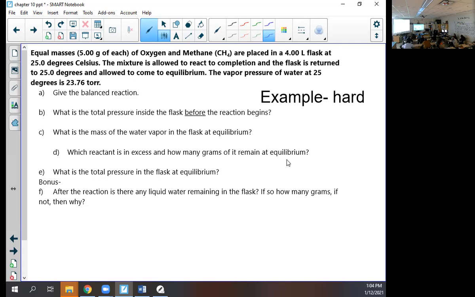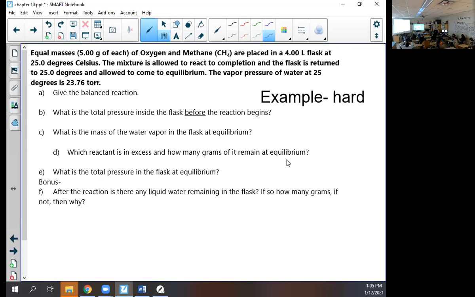Not at the start. Because listen, at the start of this reaction, there isn't even water, period. What are your two reactants? Oxygen and methane. Do either one of those say water? No. So at the start of the reaction, you don't need to worry about it. This is a limiting reactant question.